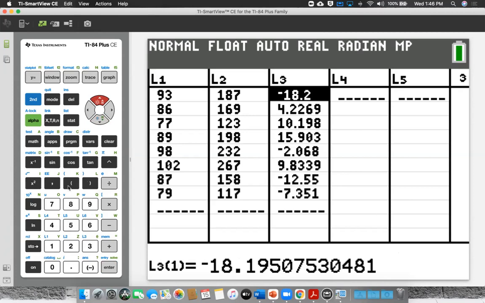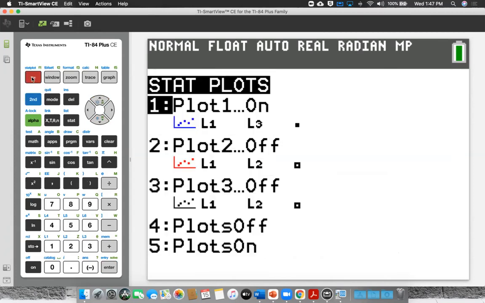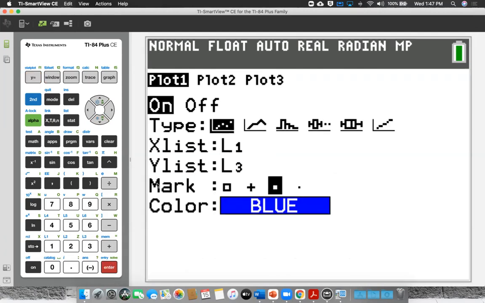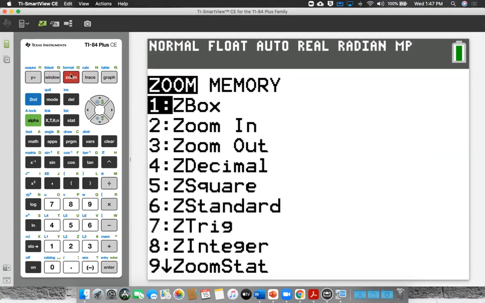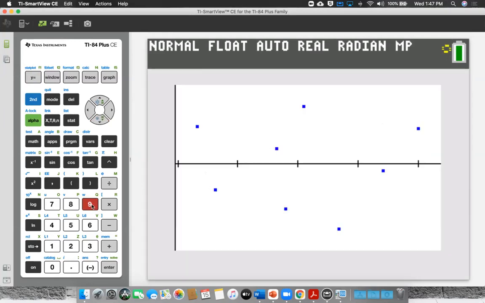Okay, so now I need a graph. I need to graph my X values. So stat plot. So I want to list X values, which are in L1. And my residuals now, not my Y's, my residuals, which are in L3. Okay, zoom, stat, and there they are. So on your paper, just label what the x-axis is, label what the y-axis is, and then just give me your own rendering of that.